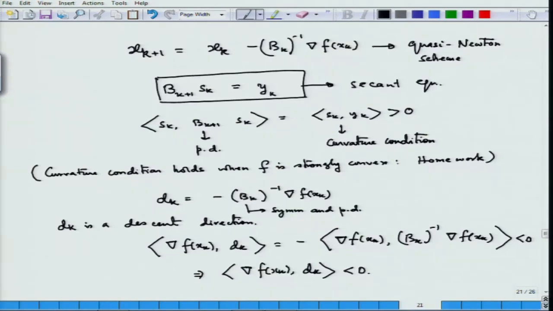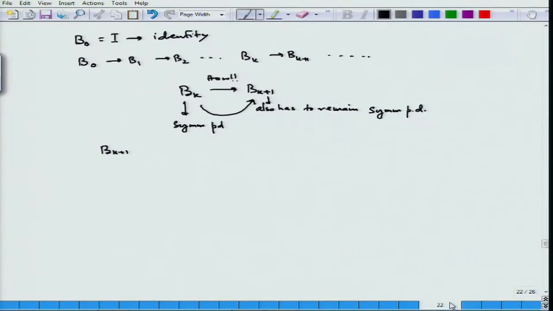Now, what I am trying to say is that if I want to find a B k plus 1 from B k, B k plus 1 must be symmetric and must satisfy the second equation, or the quasi Newton equation. Now, what we want is that there should not be a huge change between B k and B k plus 1, because we want to also reduce our computational effort. If there is a huge change between B k and B k plus 1, then that is not fair.